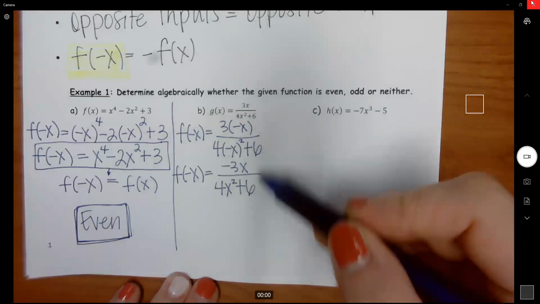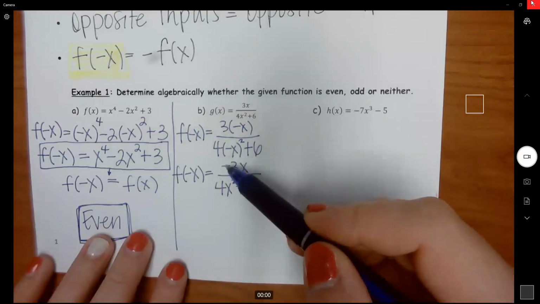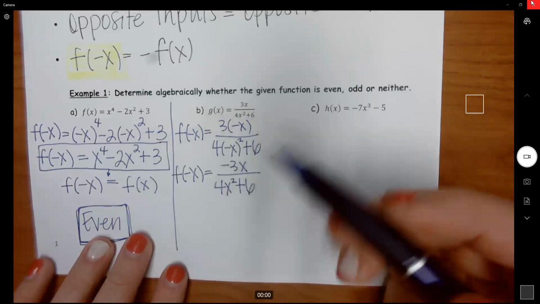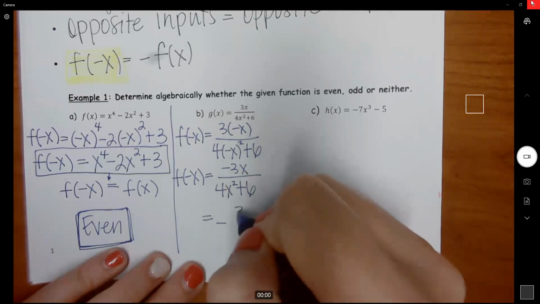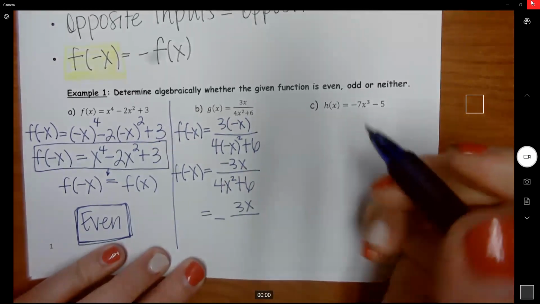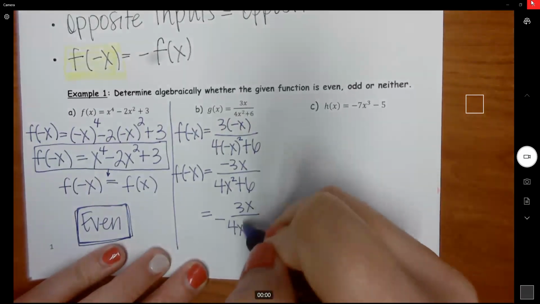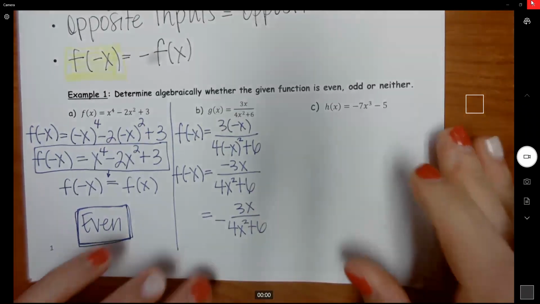Another way to write this right here is by taking this negative and pulling it out front. So this is equivalent to negative 3x over 4x squared plus 6.